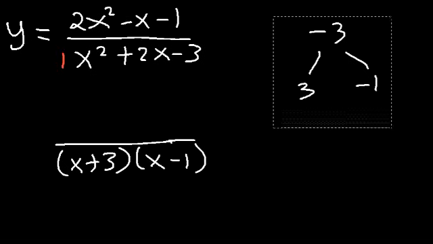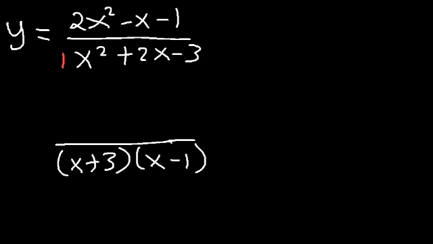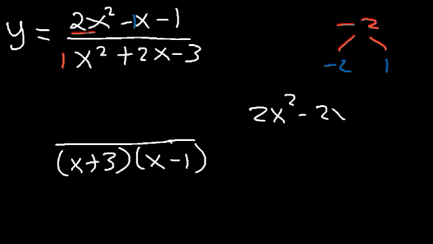Now for the trinomial on top, the leading coefficient is a 2. So there's going to be some extra work that we need to do. Let's multiply 2 by negative 1. 2 times negative 1 is negative 2. We need two numbers that multiply to negative 2 but add to the middle number, negative 1. This is negative 2 and 1. So we need to replace negative x with negative 2x plus 1x, which we got from these two numbers.